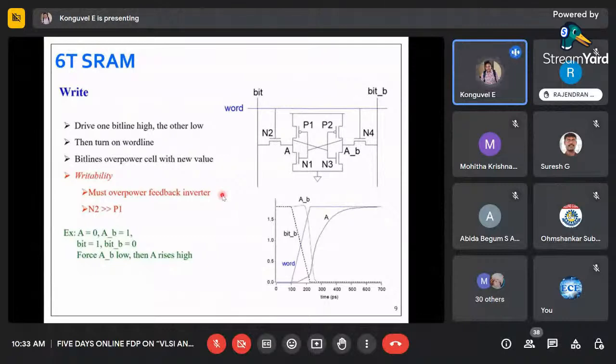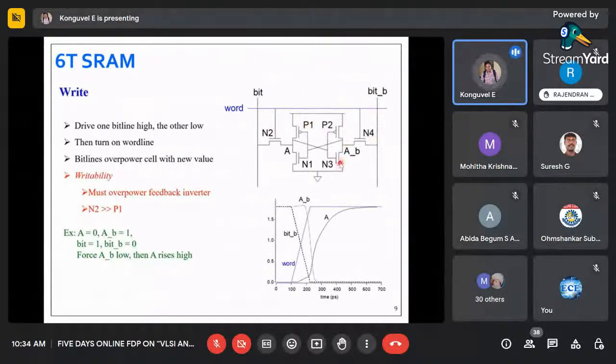Flipping means the node has to be connected to the ground through a transistor, or connected to VDD through a transistor. If it is VDD, it will be through PMOS. If it is ground, it will be through NMOS. Am I right? So we have to make N2 and N4 strong compared to P1 and P2. Why? Because, for example, in the write operation, if we are putting 0 here, this N4 must be strong enough to pull this VDD, I mean, make this P2 turn off in minimum time, and this node must be converted to 0. Else it will not happen. So that is why N4 must be stronger than P2.